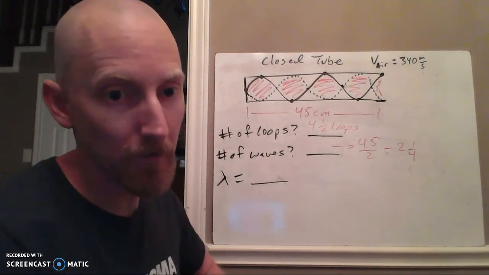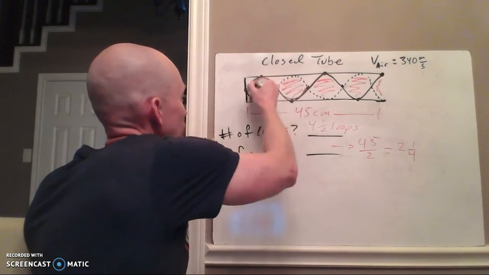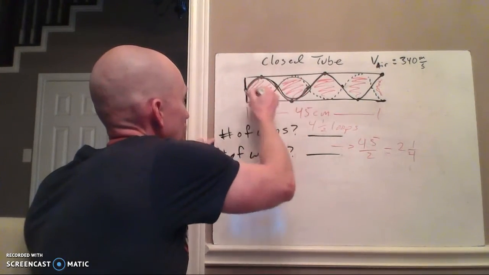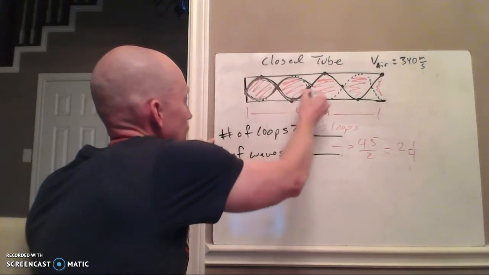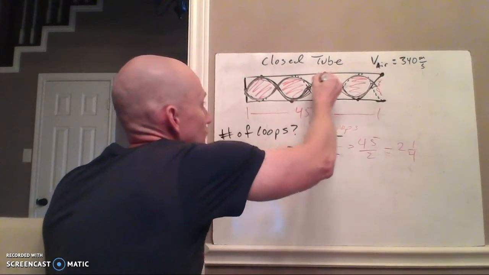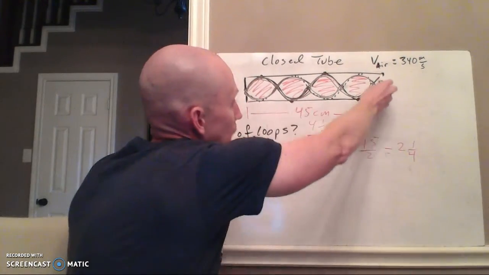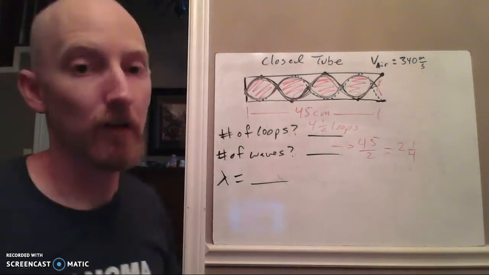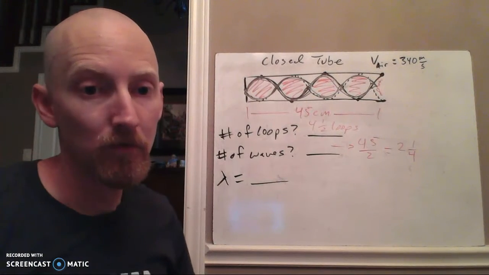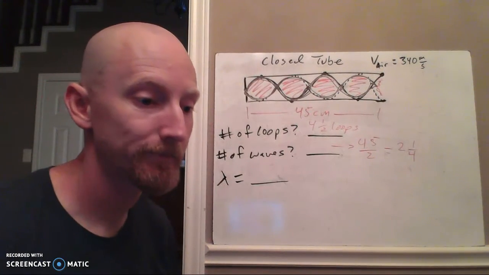Two and a fourth, or 2.25. Why is that? Well, because this is one wave here. There's one wave. Here's the second wave. 1, 2, and then you have a little quarter. Every wave is two full loops. So we have 2 1/4 waves.